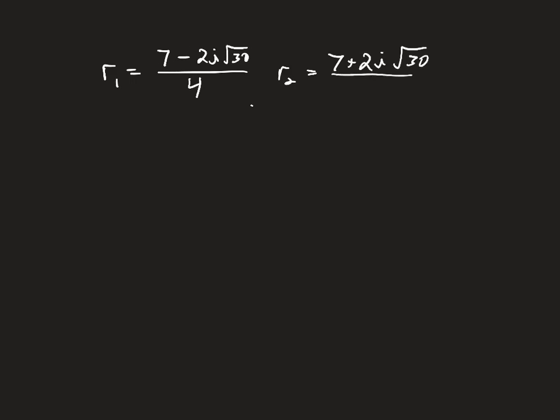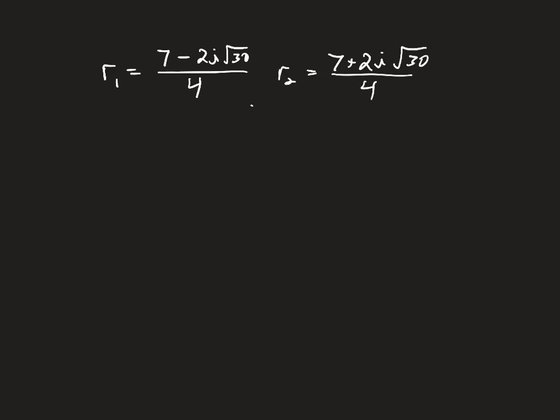This is a bonus video that will help you do the last problem on the exit slip. The last problem on the exit slip gives you some roots that are pretty nasty looking. So I'm just going to make up a couple of roots. Let's say root number 1 is 7 minus 2i rad 30 over 4. And so then that means root 2 would be 7 plus 2i rad 30 over 4.